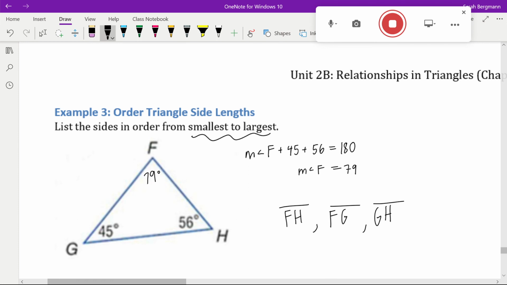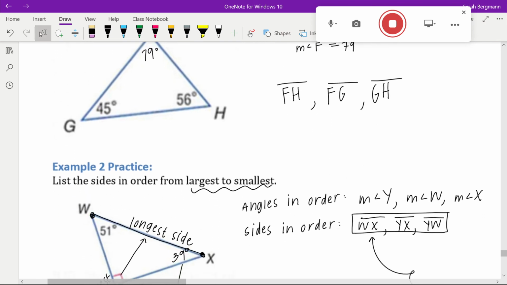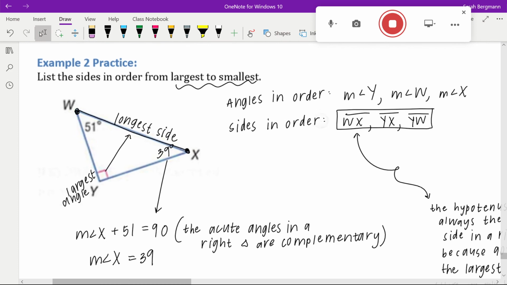Pause the video and try the practice problem below. Here's the correct answer.